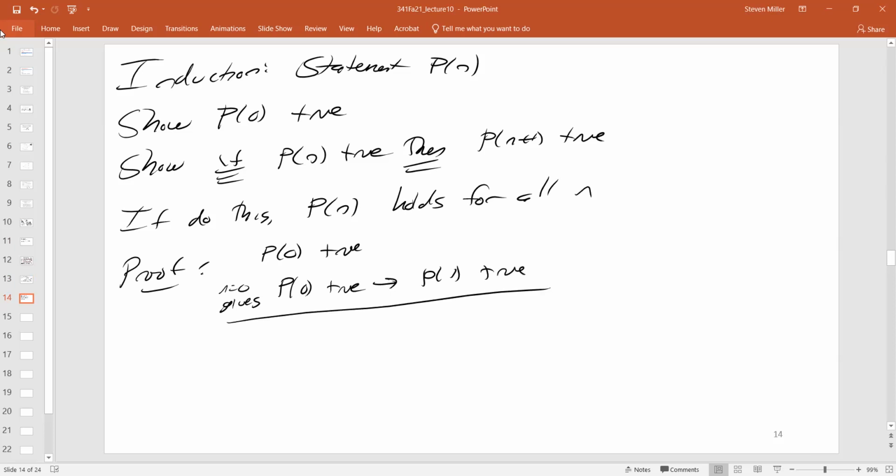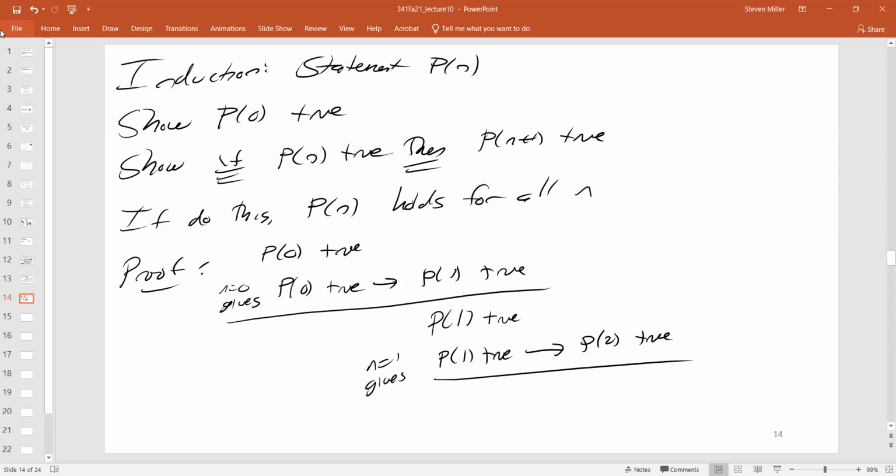So what can we now deduce? So we know P0 is true. And we know that if P0 is true, then P1 is true. So therefore, we know P1 is true. Now we take n equals 1, and it gives us P1 true implies P2 is true. So what can we now deduce? P2 is true. And you just keep marching down.